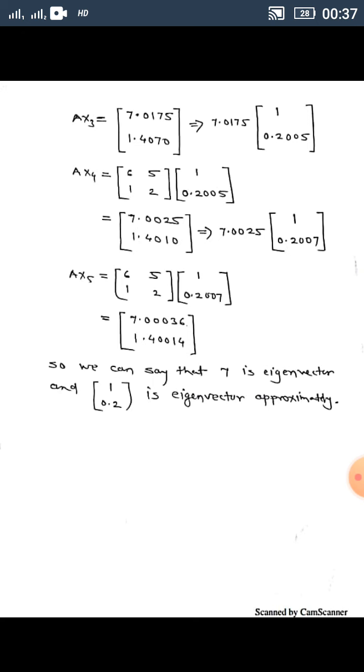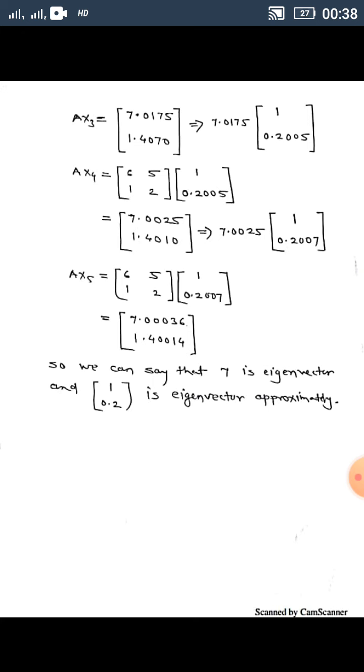1.4010 divided by 7.0025, if we divide we get 0.2007. Now 0.2007 is x5. If we multiply again A x5, 6 into 1, 5 into 0.2007, so we get the addition is 7.00036. 1 into 1, 2 into 0.2007 gives 1.4014.